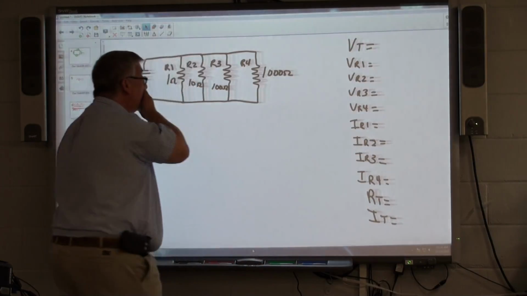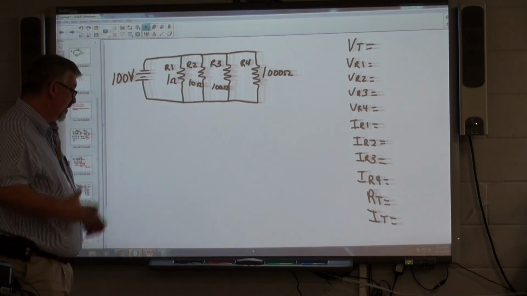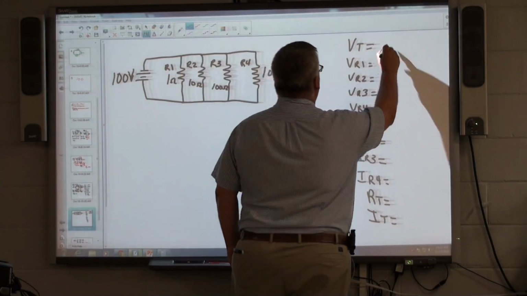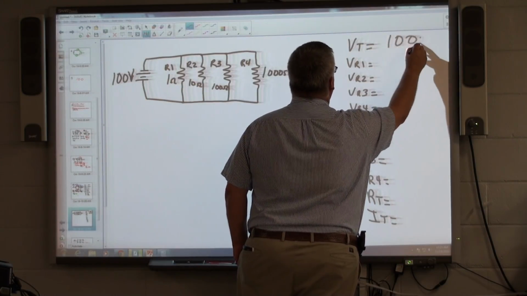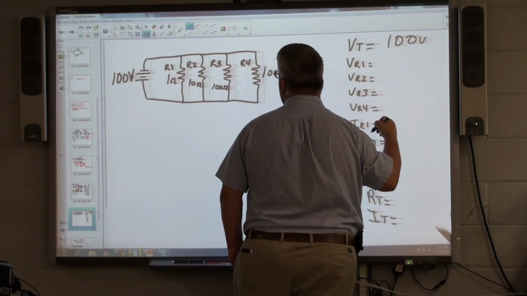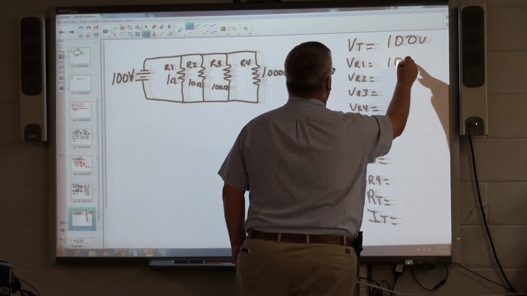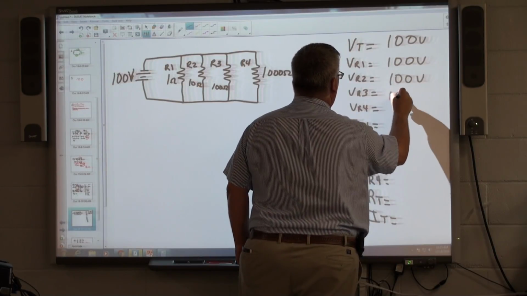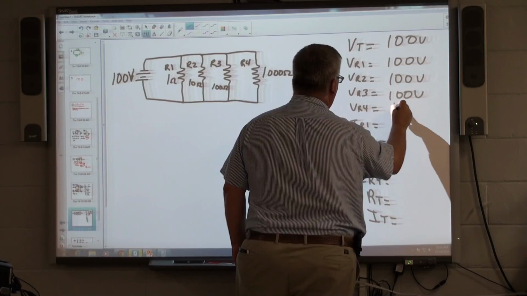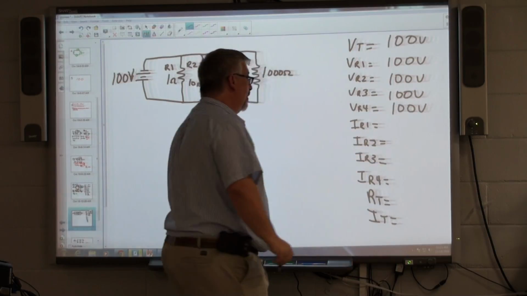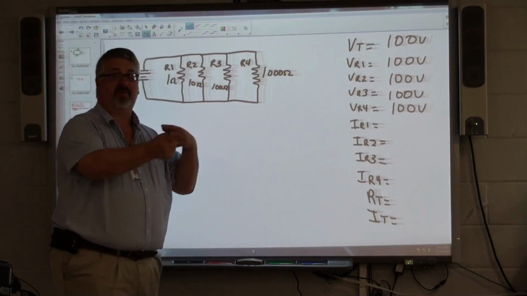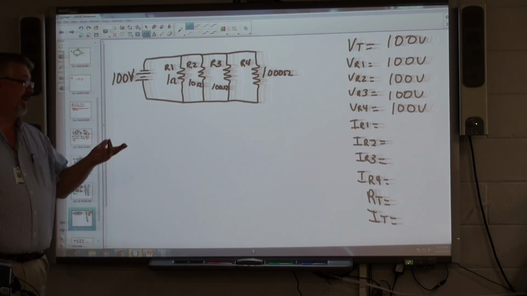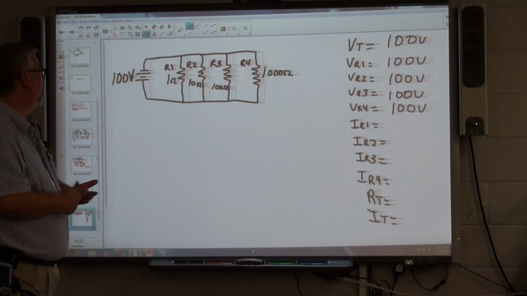So, what do we want to get first? Let's fill in our knowns. What is V total? What is the V of R1, R2, R3, R4? 100. And the only reason I write these is it's a good way of referring back. We really know that, and I don't have to put them all down. But when we start doing these formulas and we're trying to refer back to our I's and our R's and our V's, it just comes in handy in that respect.